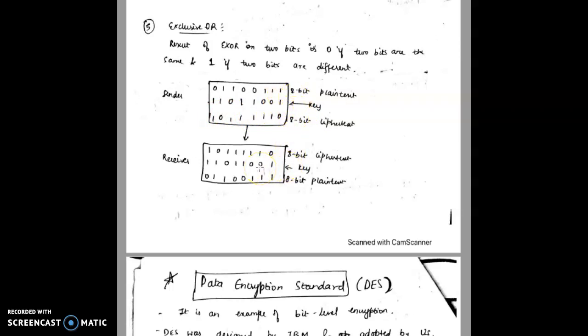The receiver also has the same key. It now has this ciphertext. You will again do the XOR of the key and the ciphertext, and the same plain text will be received at the receiver end. So class, today we discussed the bit level encryption methods. So we are over with the character level and bit level, the two basic categories of the conventional method.